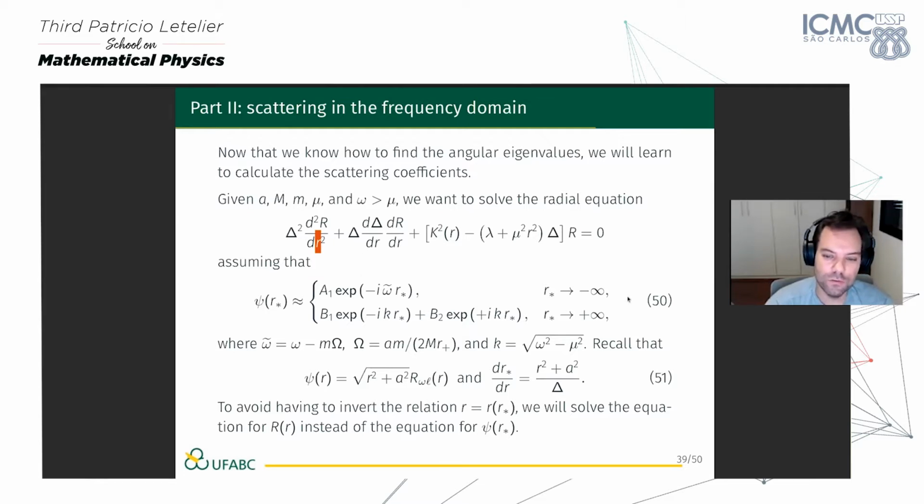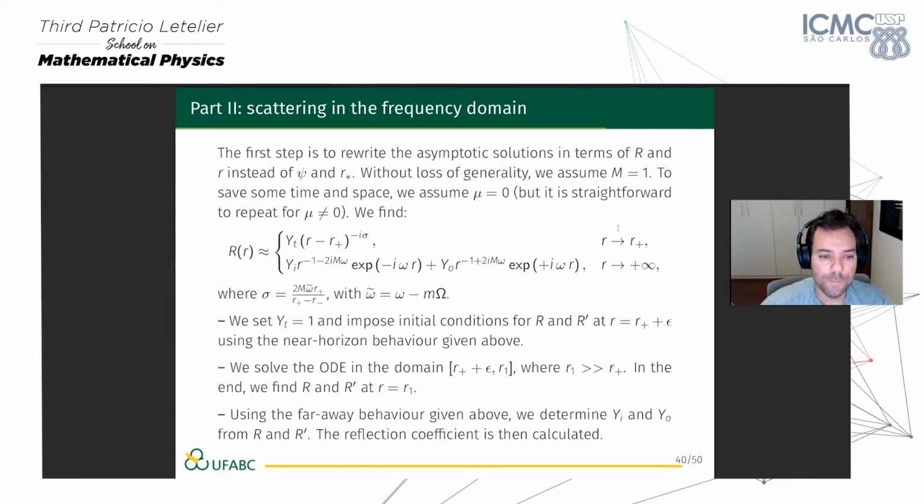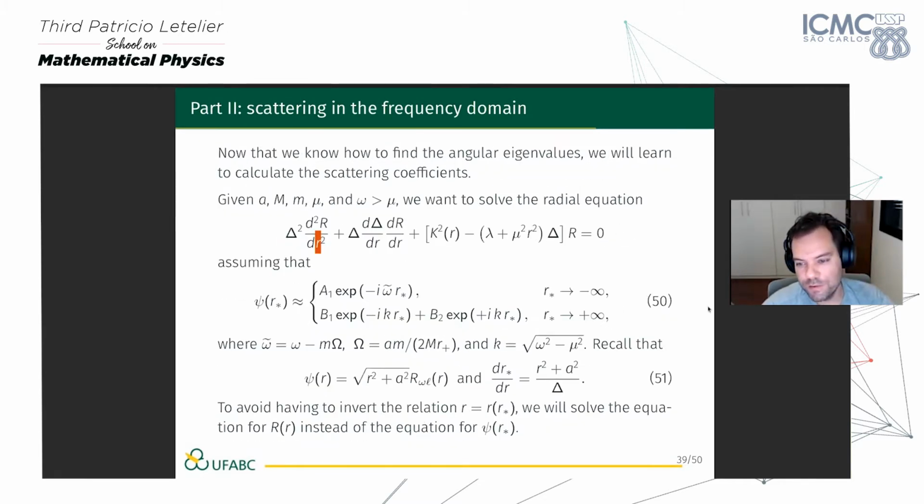The disadvantage is that you lose this simple interpretation in terms of the Schrödinger equation. But if you already know what is the ingoing wave, what is the outgoing wave, then you can just go back to the original coordinates and do the calculations there. And there's no problem in doing that. So that's what we do. So here in equation 50, we have the asymptotic behavior in the tortoise coordinates using this psi function here.